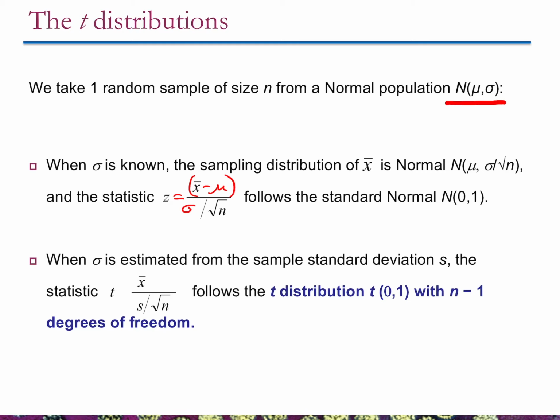Now, when we're estimating the population standard deviation from our sample standard deviation, we have to calculate the t-statistic, or the test statistic. And it's very similar. It's, again, the sample mean minus the population mean over our sample standard deviation, that's s, divided by the square root of n.